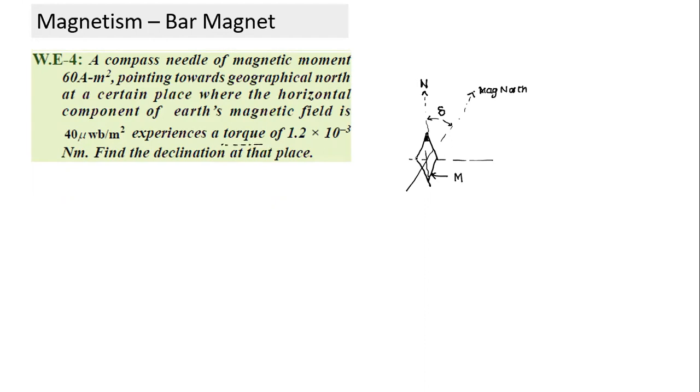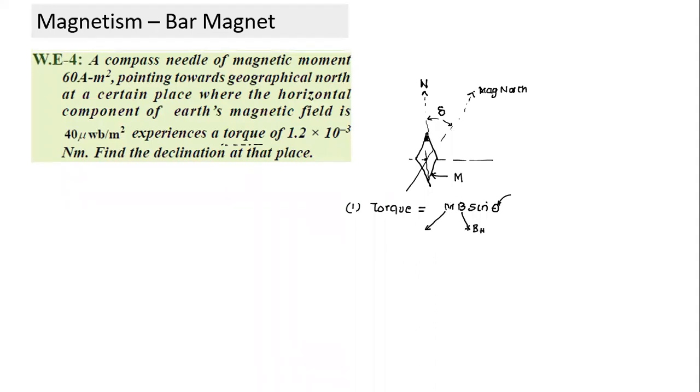A magnetic dipole placed in a magnetic field experiences a torque. So what is the torque it experiences? We know what the torque is. Torque is equal to M into B into sine theta. This value of torque is given. What is M here? Dipole moment of the magnetic needle. What is B here? Horizontal component of Earth's magnetic field, because it is free to rotate about a vertical axis. What is theta here? Theta is the angle between the direction of the magnetic field and the dipole.